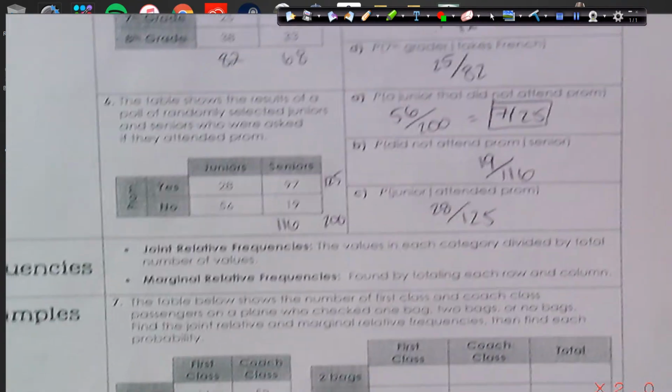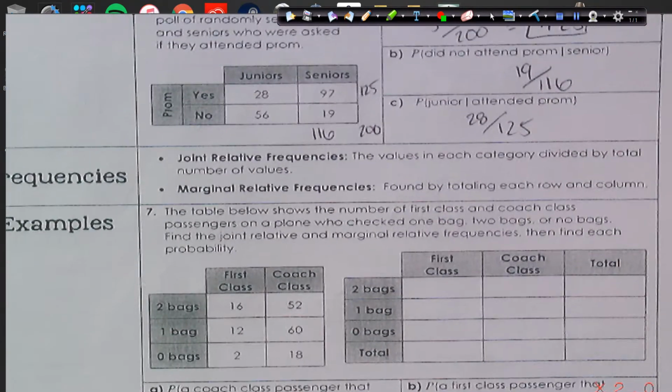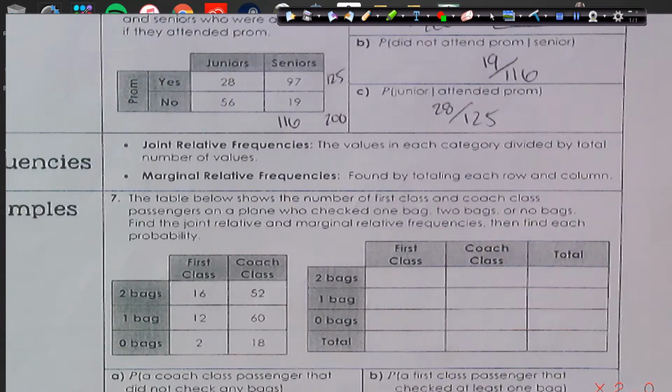All right. Our last topic here is frequencies. So we have a joint relative frequency, the values in each category divided by the total number of values, and then the marginal relative frequencies found by totaling each row and column. Okay. So the table below shows the number of first class and coach class passengers on a plane who check one bag, two bags, or no bag. Find the joint relative and marginal frequencies, then find each probability.